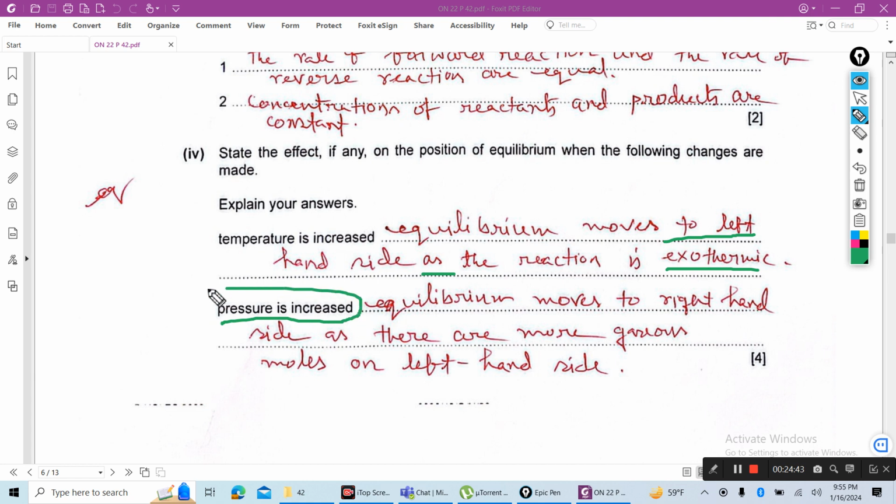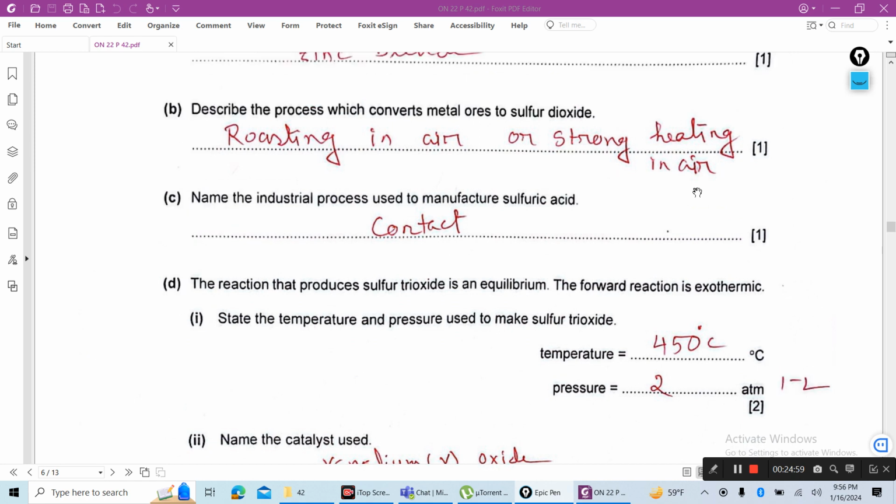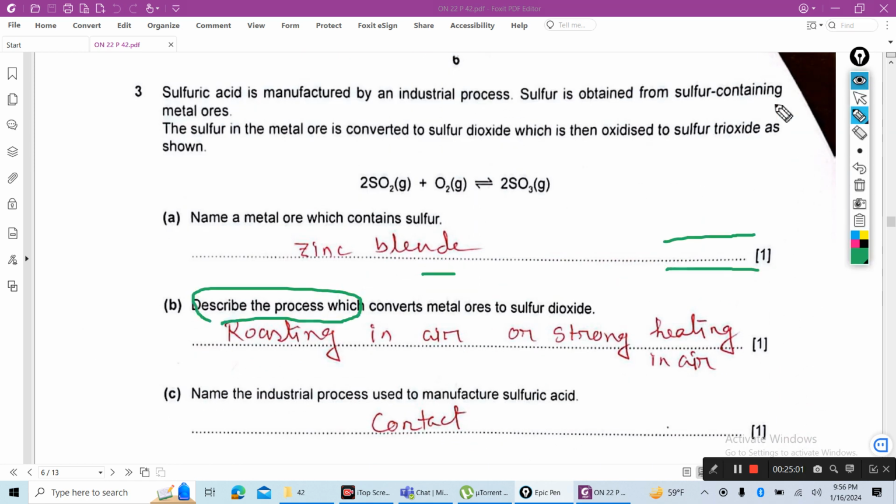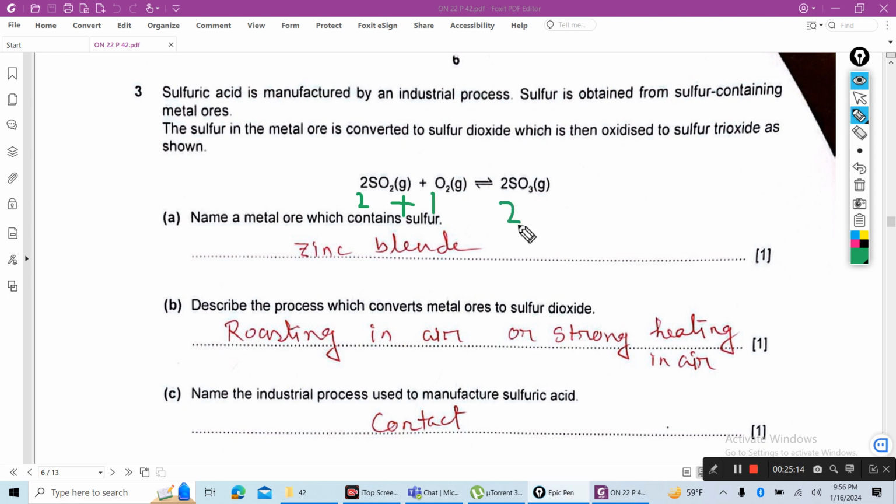Pressure is increased. You know, if you increase pressure, equilibrium moves to the lower number of moles. Because pressure increases, mole number decreases. So in equation, left hand side 2 mole sulfur dioxide plus 1 mole oxygen, total 3 mole. Right side has 2 mole sulfur trioxide. Right side has less number of moles than left hand side. So if you increase pressure, equilibrium will move from left to right.